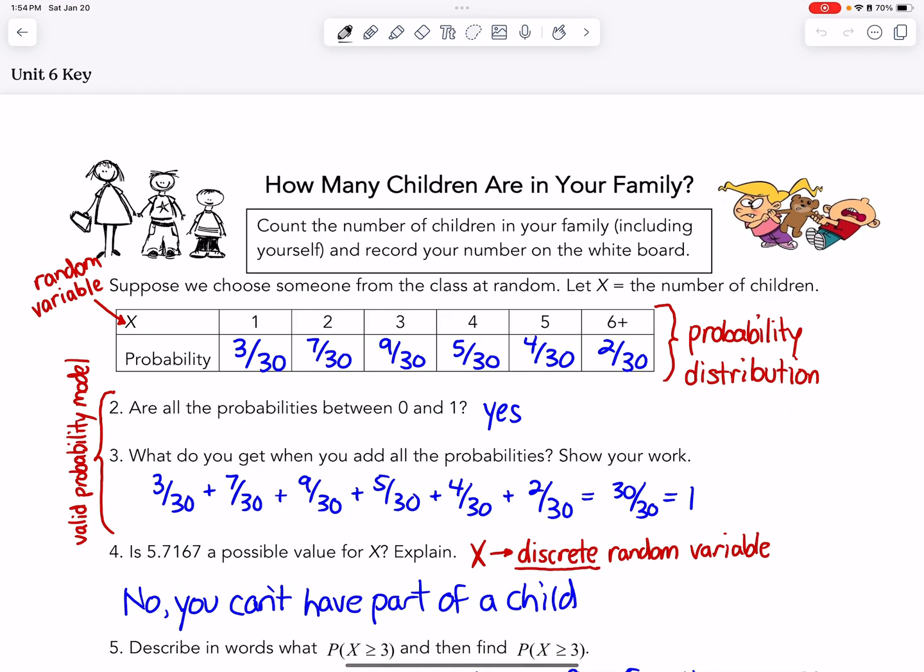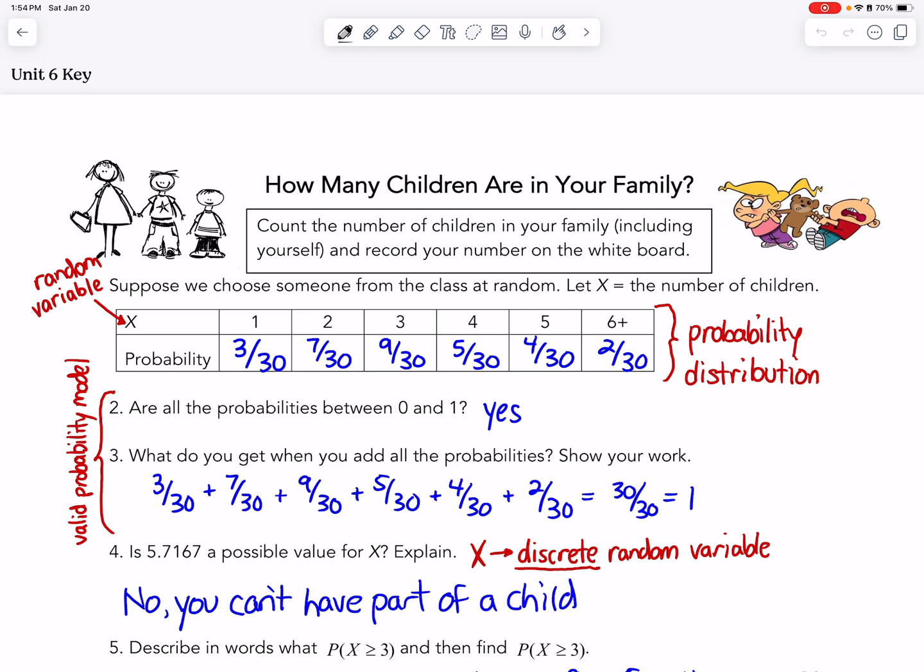Okay, so what we did in class is that I asked everybody how many total children are in your family, and then we counted that up. This is one particular example. For instance, we had 30 people in this particular class, and I had 3 that had 1 child, 7 that had 2 children, 9 that had 3, and so forth and so on.